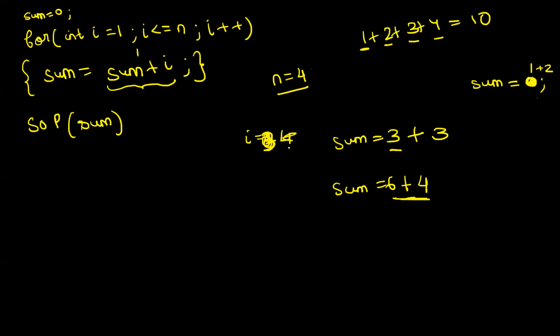Again, I plus plus will happen. The value of I will become 5. This time 5 is not less than equal to 4. So I will just break outside the for loop, and outside this, I will just print the value of sum, which is 10, which is indeed the sum of the first 4 natural numbers.